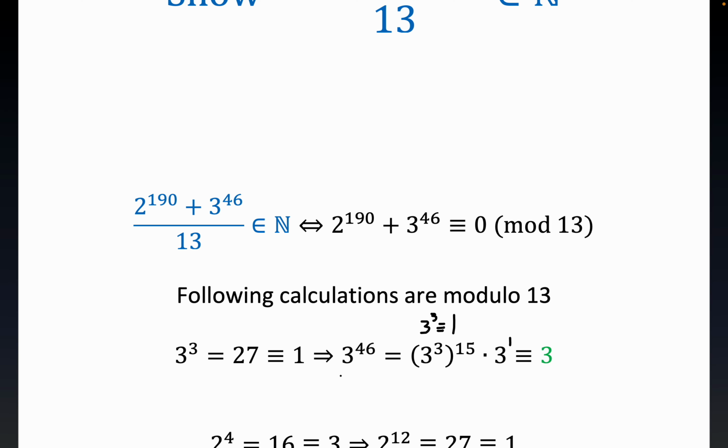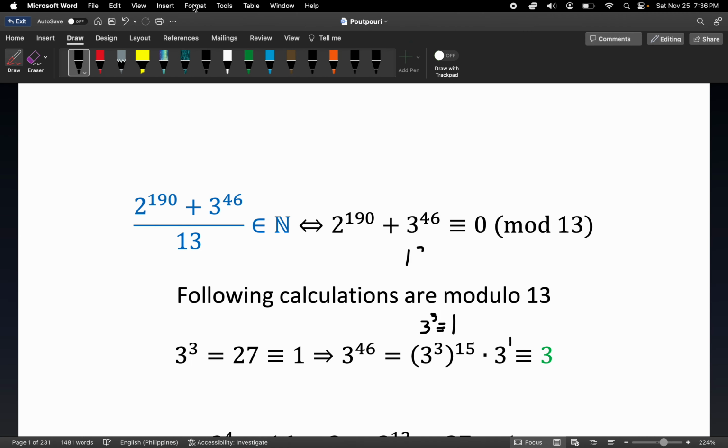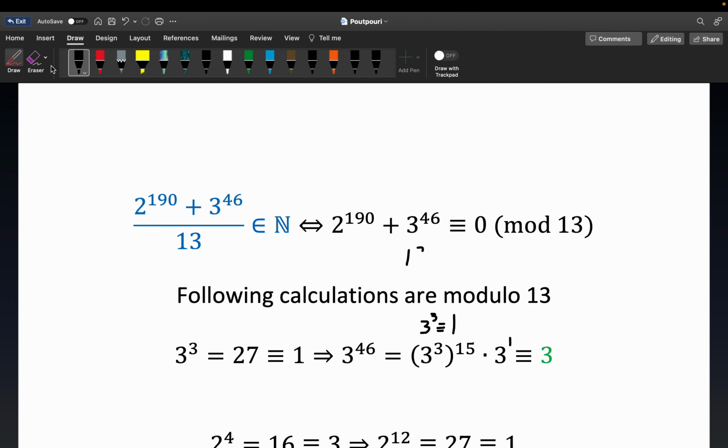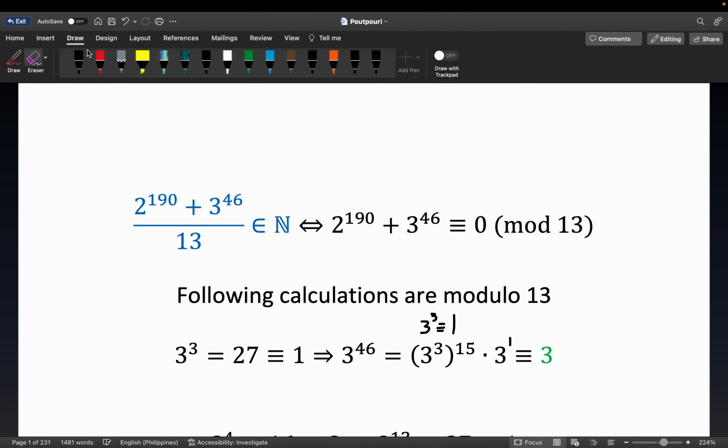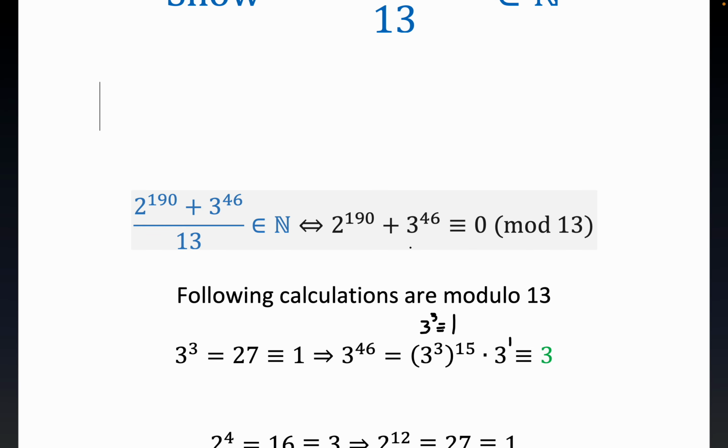So what do we know? We know that 3 to the 46, right? We can already say that right here. 3 to the 46 is congruent to 3. Let me erase this. 3 to the 46 is congruent to 3, and we'll write it right underneath, right? Okay, that's what we've just shown right here, folks. 3 to the 46 is congruent to 3.